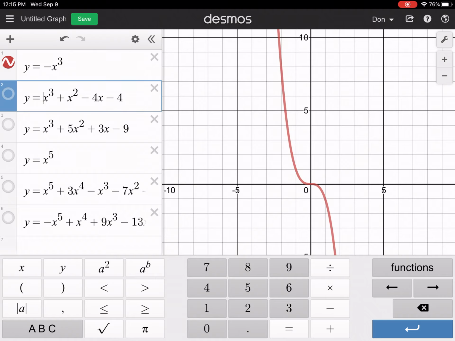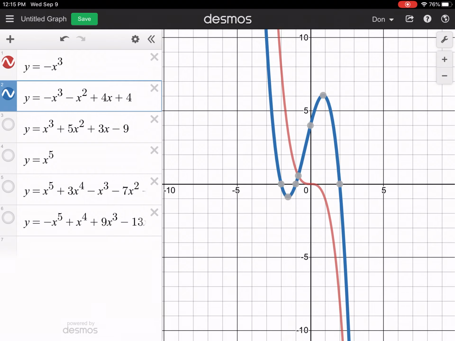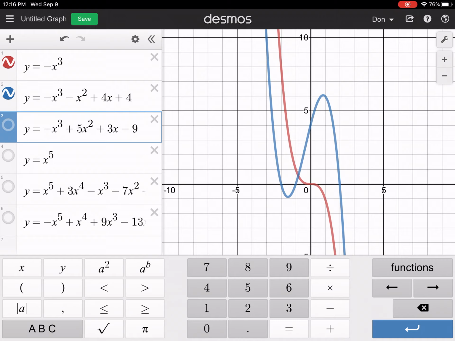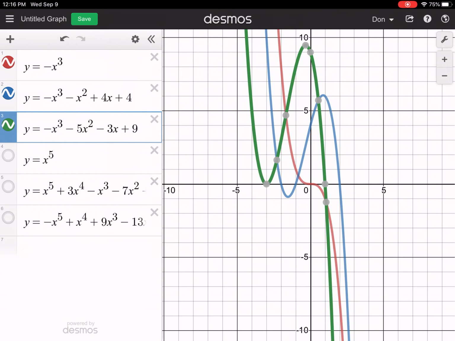Let's change this one, change all the signs here, make that negative, negative, positive, and positive. Turn it on, and it looks like something's happened with this one where it's also sort of been reflected. And this last one, let's change the signs on that. And turn it on, and again, basically they've all been reflected in the x-axis compared to the way they were.